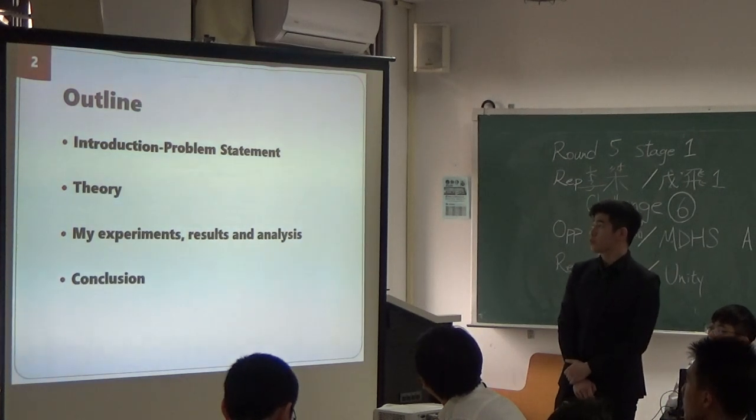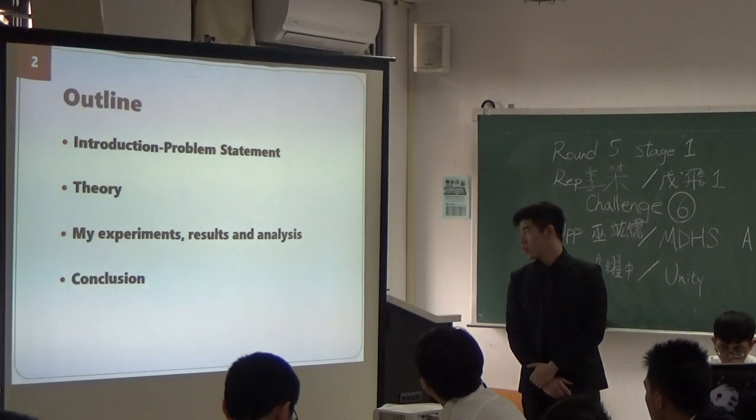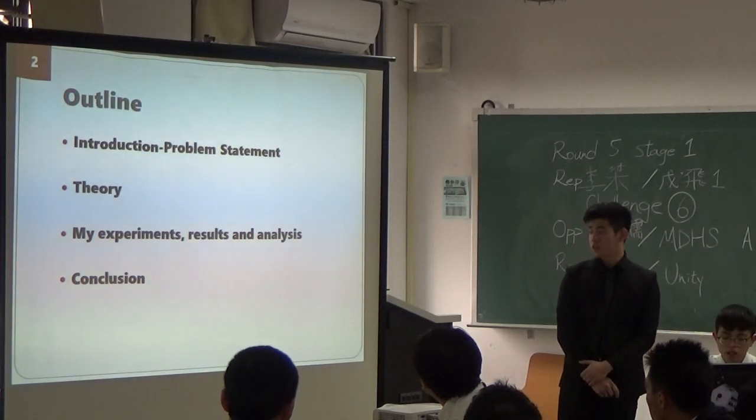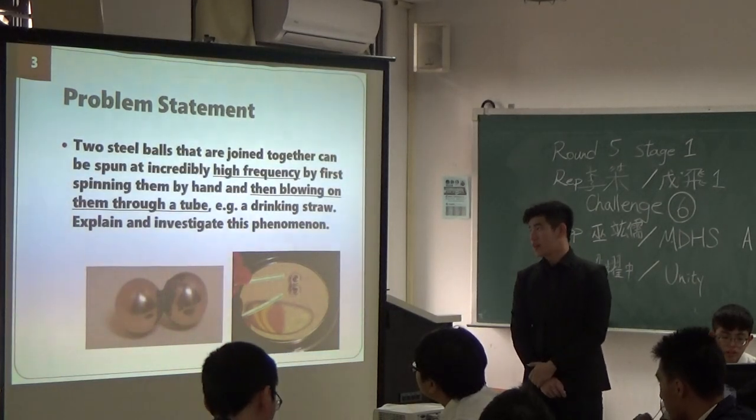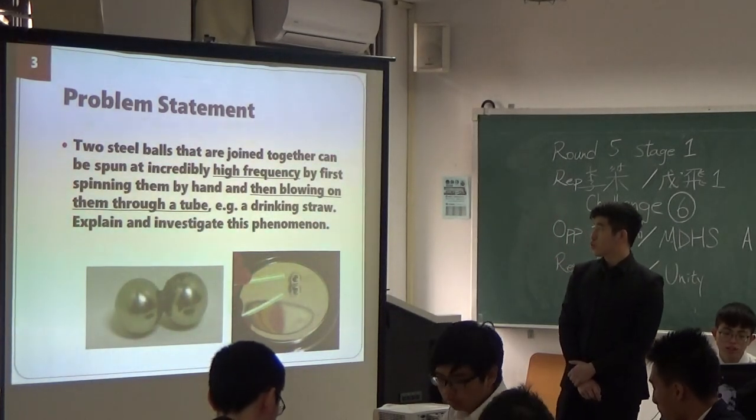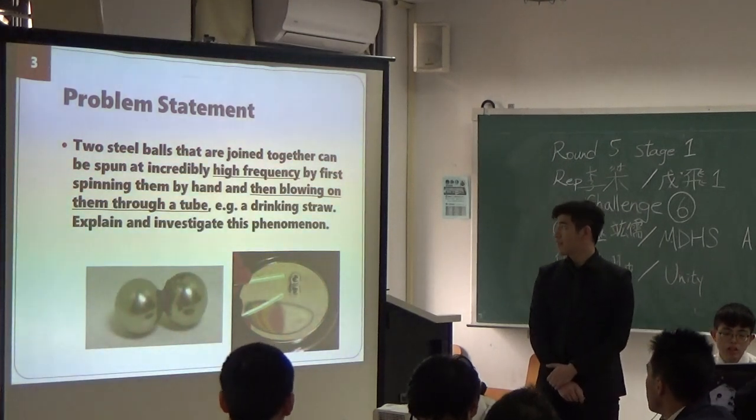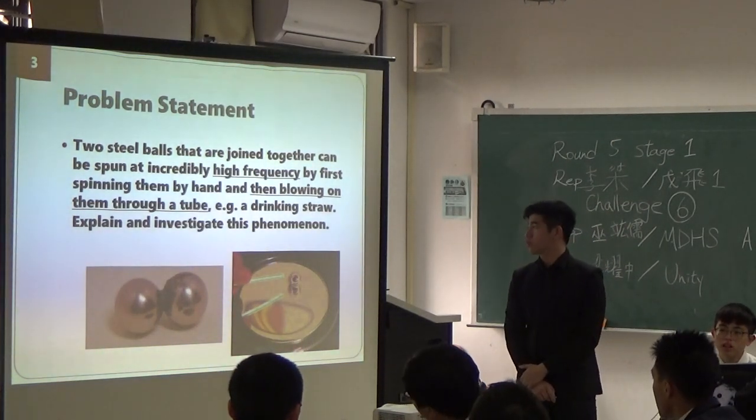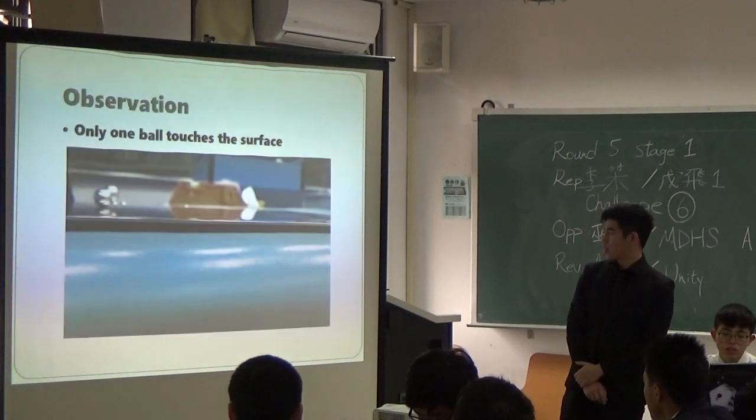So first, it will be the introduction. What is the problem statement? Then the theory. Then my experiment, the results and outline. And finally, the conclusion. So about the problem statement, it says that two steel balls that are joined together can be spun at incredibly high frequency by first spinning them by hand and then blowing on them through a tube, for example, a drinking straw. Explain and investigate this phenomenon.